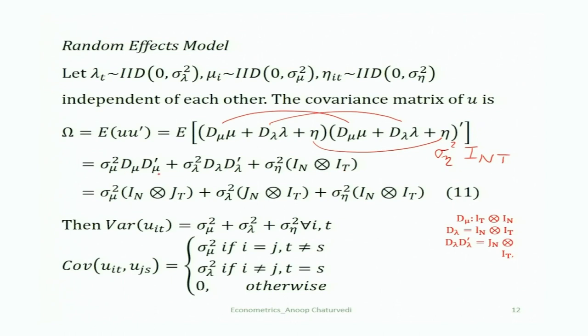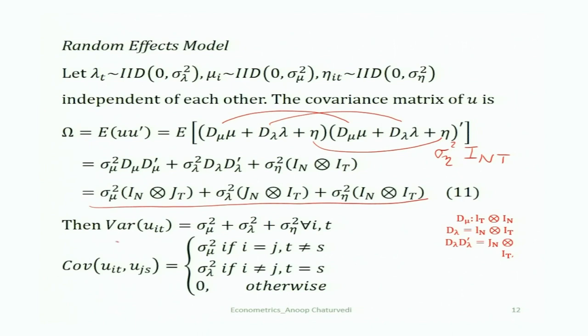And then d mu, d mu transpose is equal to I n Kronecker product j t. So you get sigma square mu I n Kronecker product j t here. Similarly, here we obtain sigma square lambda j n Kronecker product I t plus sigma square eta I n Kronecker product I t. So you get this variance covariance matrix of U.